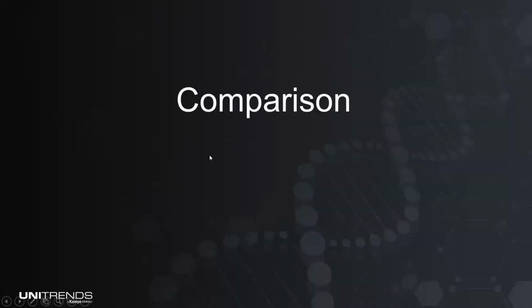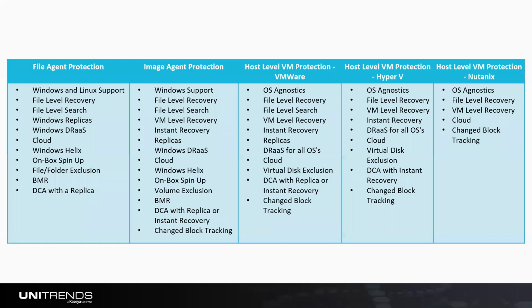So let's look at a comparison. Now this is a little bit of an eye chart, but this is a nice little cheat sheet to help you understand what you can and can't do. It breaks it down by the file agent, the image agent, host level VM protection on VMware, host level protection on Hyper-V, and then your host level protection on Nutanix. As we move from the left to right, we can see where the longest list of functionality comes in. Just from the quick, easy viewpoint, we see that the image agent gives us a lot more features than any other method that we have.